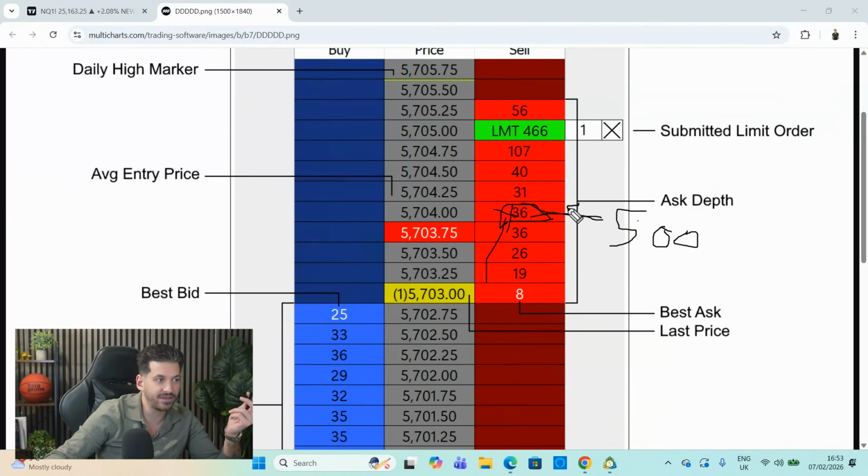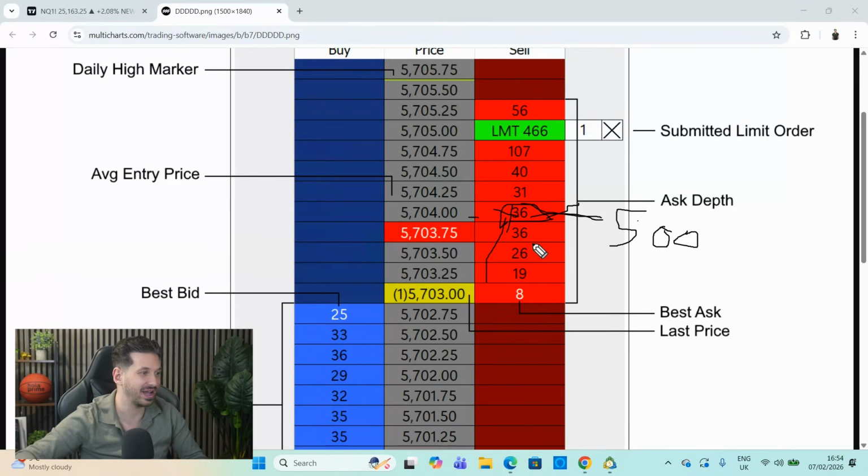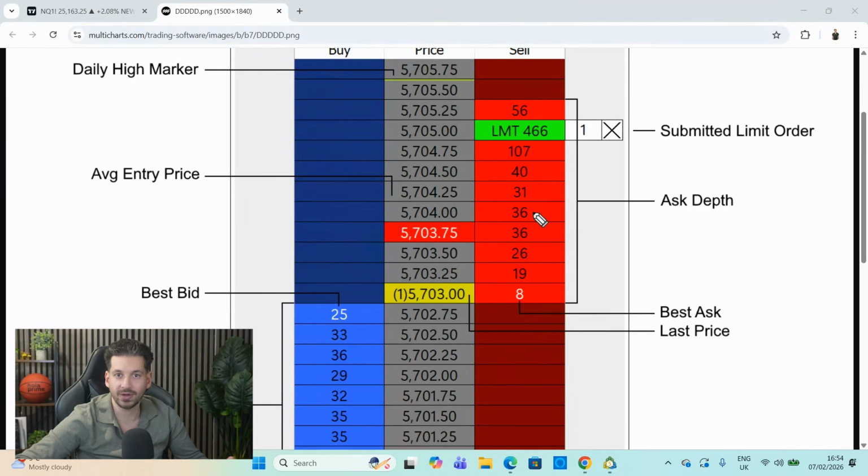If they printed 500 on this level, no one's going to buy. Would you buy into 500 sell contracts sitting there? No, because it's going to take more volume to push past it. I wouldn't want to buy into that, right? There's a big giant institution sitting there. No one will buy, so this institution won't get their order filled, and no one wins, right?